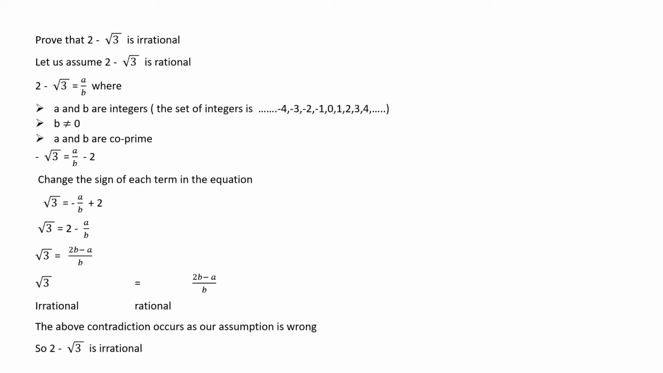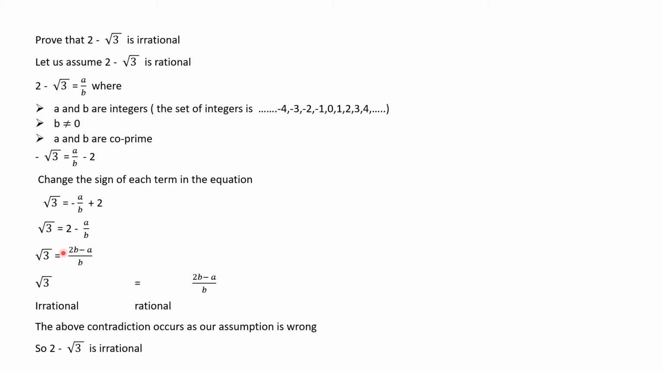Okay, now going to the next one. Prove that 2 minus root 3 is irrational. Take 2 minus root 3 equal to a by b, where a and b are integers, b is not equal to 0, and a and b are co-prime. Take the 2 to the other side: minus root 3 equals a by b minus 2. As I want a plus root 3, I change the sign of the whole equation. Minus root 3 becomes plus root 3, a by b becomes minus a by b, and minus 2 becomes plus 2. I am writing this as 2 minus a by b.